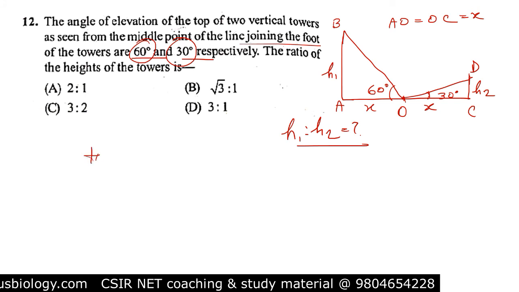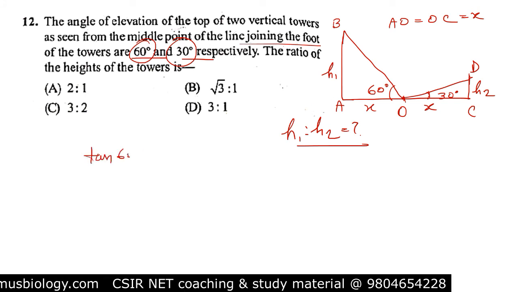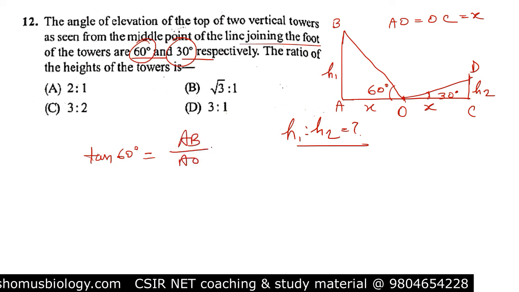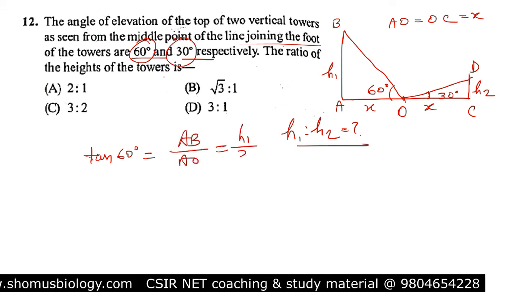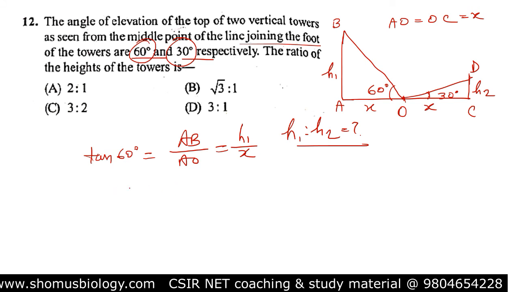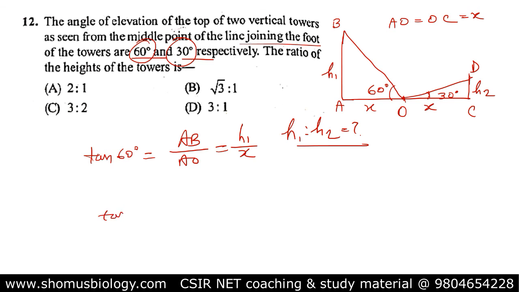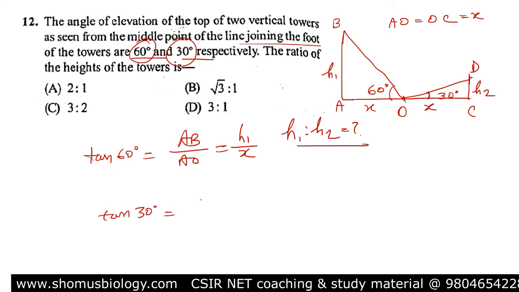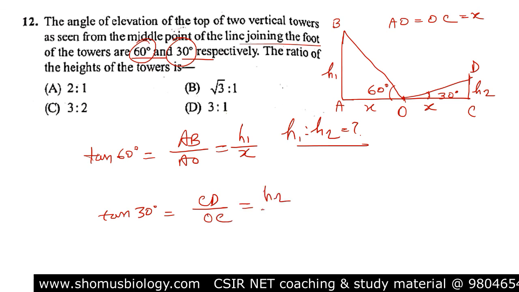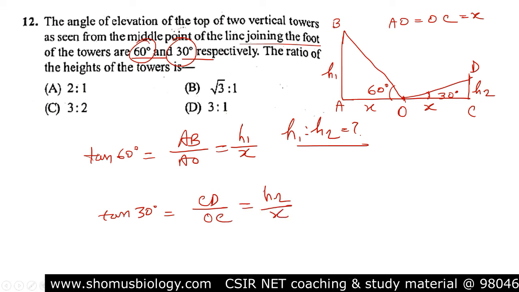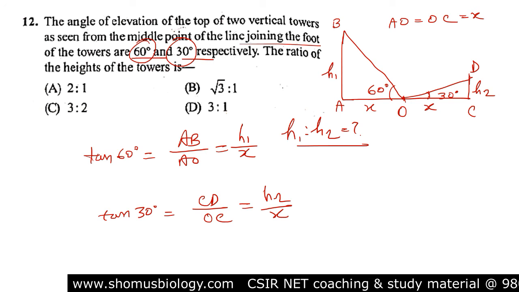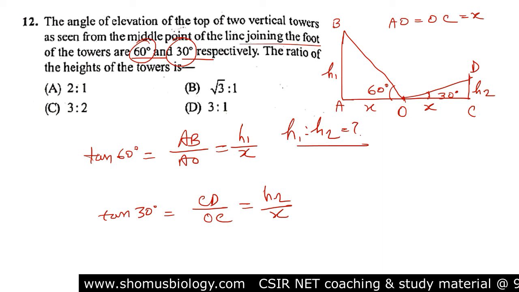So for that, we use tan. Tan 60 degree equals what? AB by AO, that is H1 by X. That's the value for tan 60 degree. On the other side, if you look at tan 30 degree, what is the value? CD by OC. CD is H2, OC is X. But the values for tan are different, right?